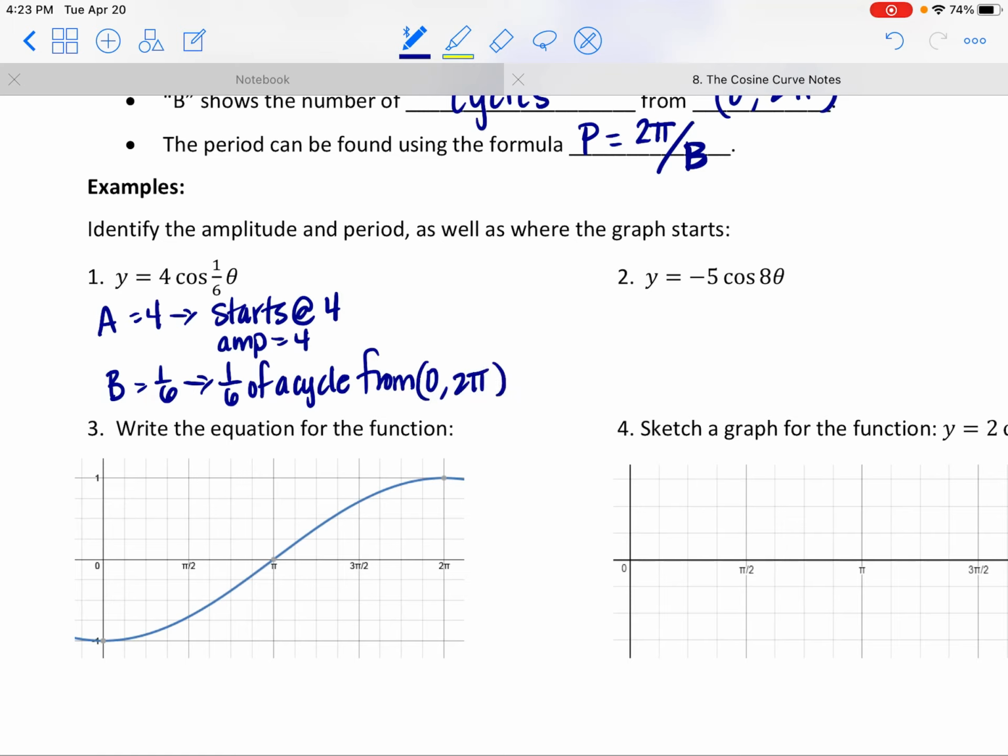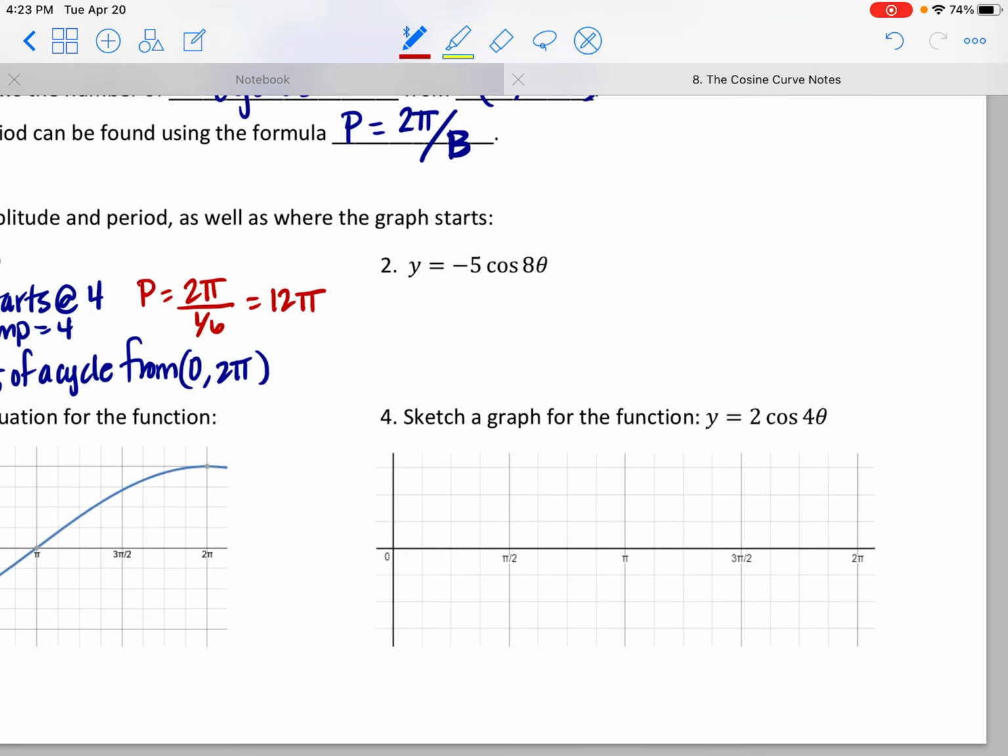So then how long would it take for a full cycle to happen? Remember, the period says take 2 pi and divide it by b. Well, dividing by 1/6 is just multiplying by 6. So that means it would take 12 pi radians for a full cycle to happen, which would make sense, right? 1/6 of a cycle in 2 pi, so you would need 6 of those in order to complete the cycle. So the period is going to be 12 pi here. Okay, so that's all the information pertaining to that problem.